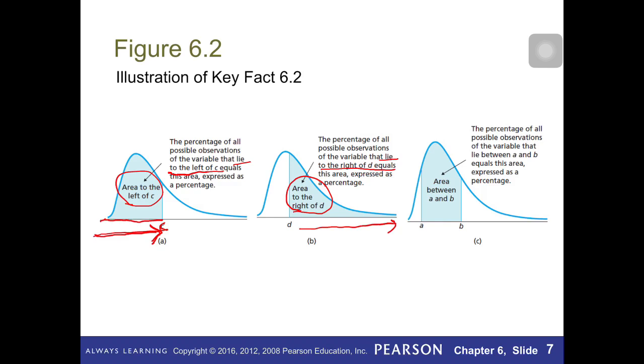Next one is the percentage of all possible observations of the variable that lie between A and B, which equals their area expressed as a percentage between 2 points. So we can mention area between 2 points as well. Area to the left of C, area to the right of D, and area between. So these are the three major cases that we are considering in this section.